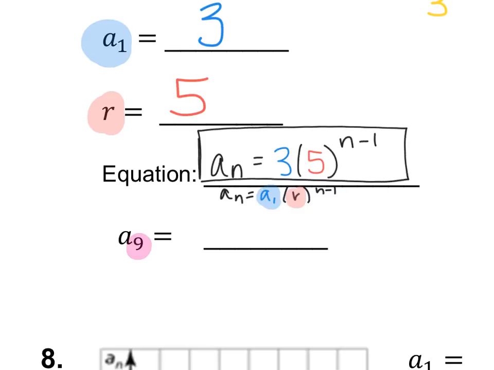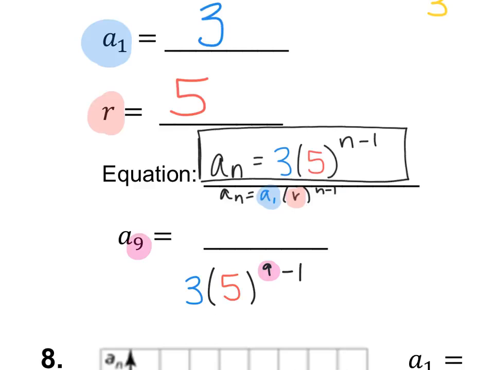So that means that to find the 9th term, I need to plug in 9. So I have 3 times 5 to the n minus 1, but instead of n, I'm not going to put n anymore. I'm going to put a number there. What number am I going to put in? Because what number of term do I want? Yeah, I'm going to plug 9 in there.